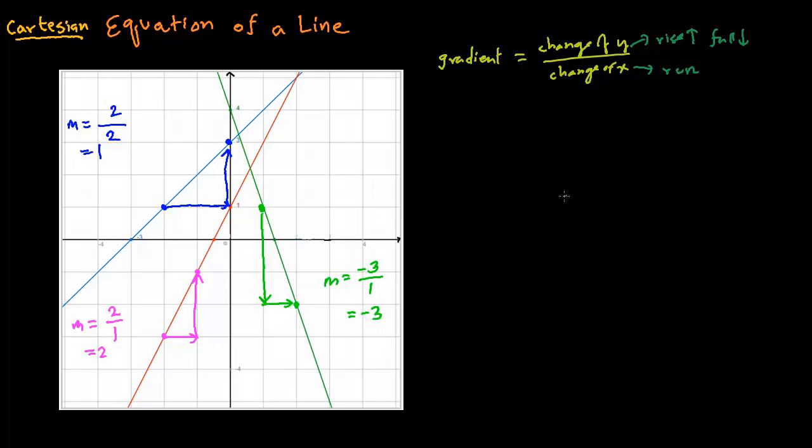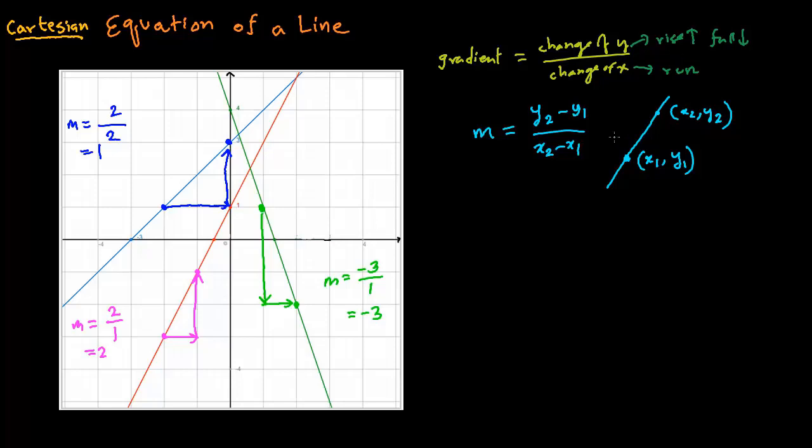So let's write down the formal definition. The formal definition could be: the gradient m of a line is y2 minus y1 divided by x2 minus x1. That means if we have a line passing through 2 points, one point has x coordinate x1 and y coordinate y1, and the other point has x coordinate x2 and y coordinate y2. In that case, you can find the gradient.